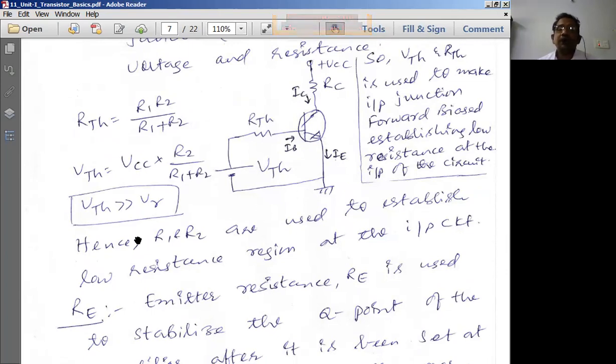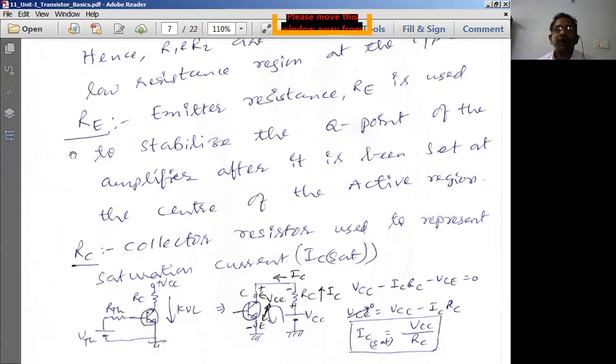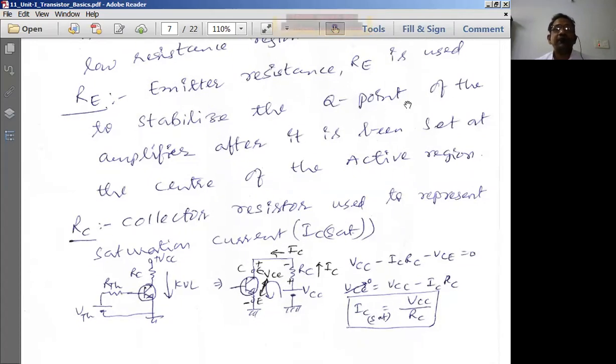So that means the biasing current flowing through the circuit is called ICQ, and the biasing voltage applied across the collector and emitter is known as VCEQ. By proper biasing, the Q point is set at the active region. After the Q point is set at the active region, we have to stabilize the Q point, so that the circuit can be supplied with a proper input signal. Therefore, the emitter resistor RE is used to stabilize the Q point of the amplifier after it has been set at the center of the active region.